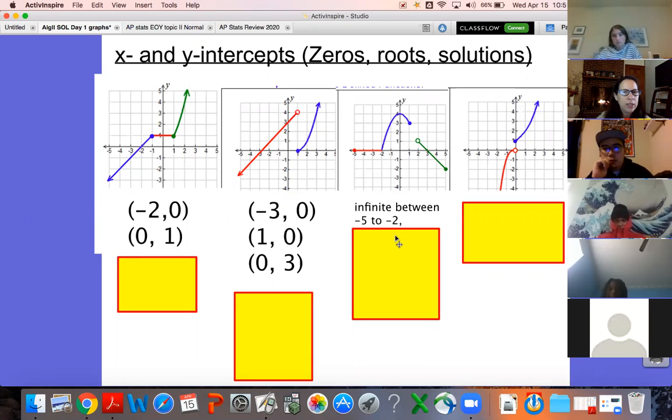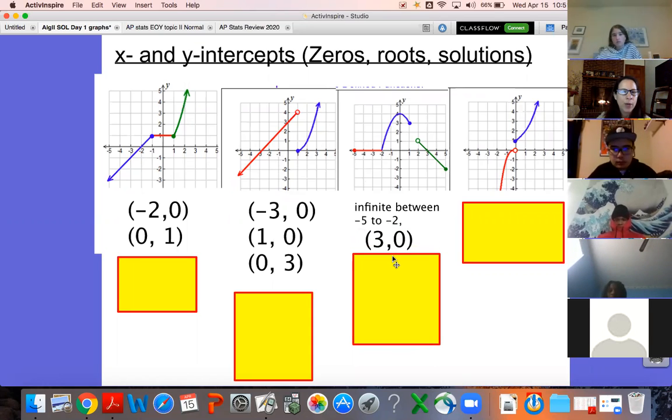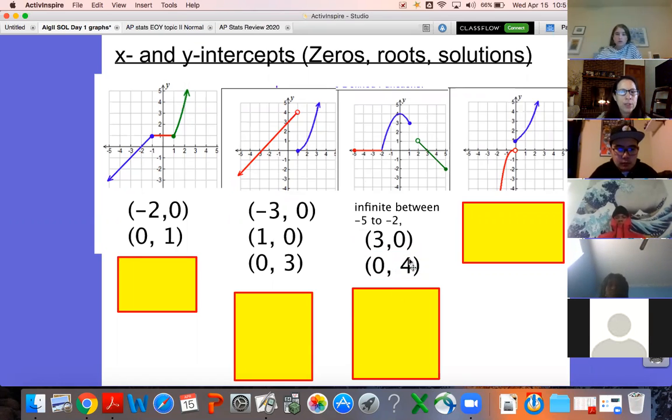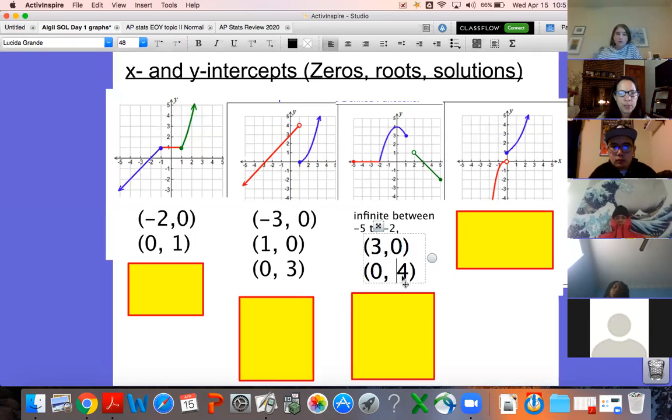And then is there another x-intercept or are we done? There's another one. 3, 0. Yeah, exactly at 3, 0. And what about your y-intercept? 0, 4. Correct. You've got to get it right. You've got to put them in the right order.